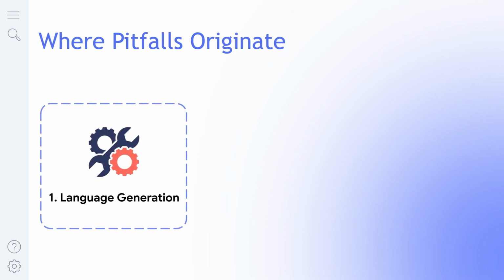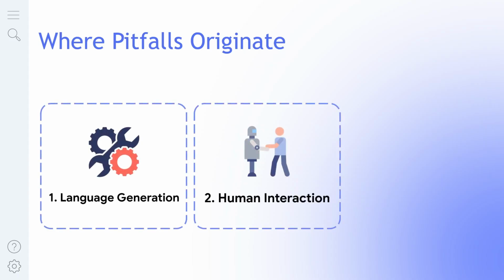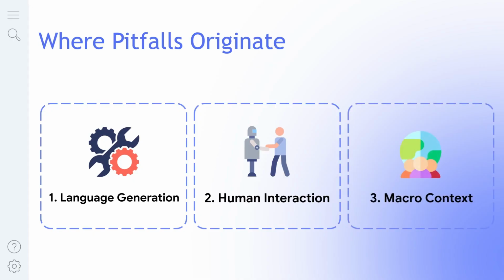It helps to group the pitfalls by where they come from. Some arise from how an LLM generates language. Some arise from how we, as humans, interact with it. And some arise from the wider context in which AI is used: your data, society, your institution, and the environment. We'll take each group in turn.